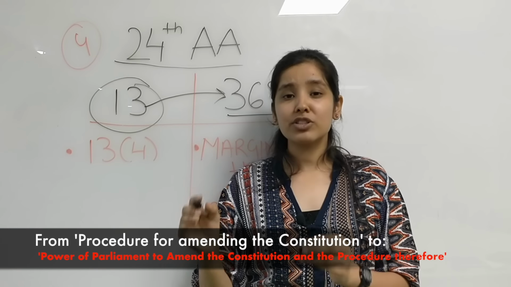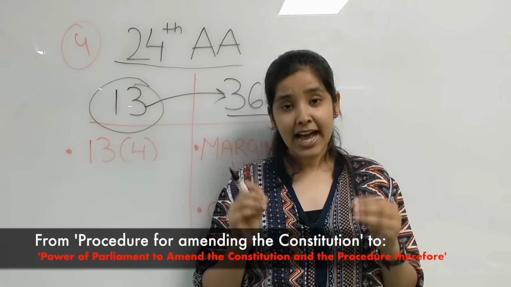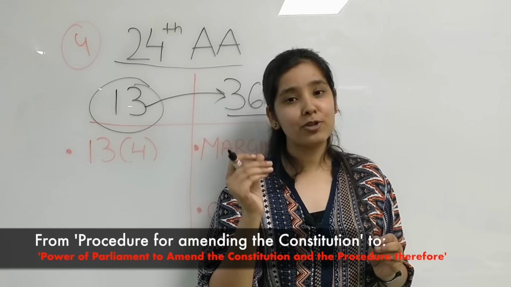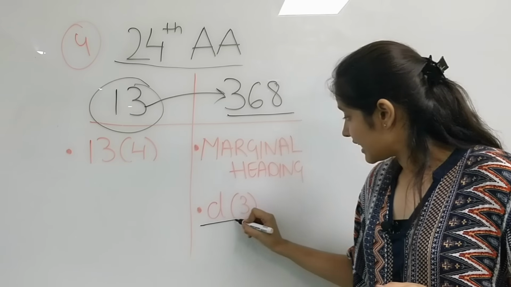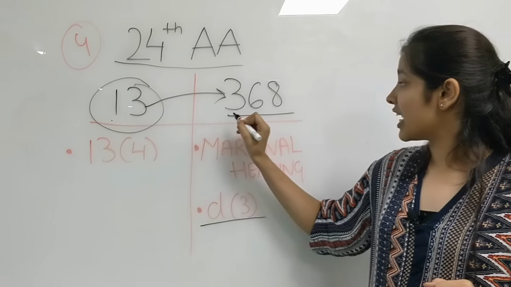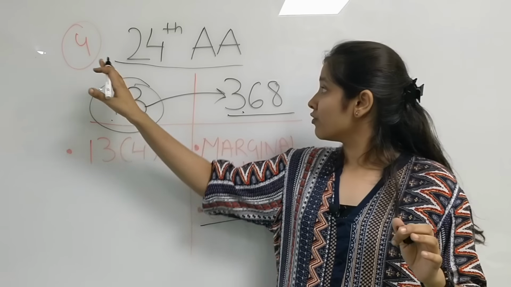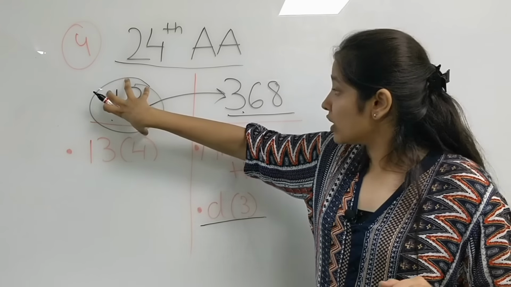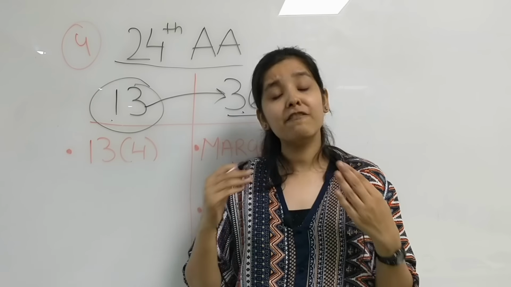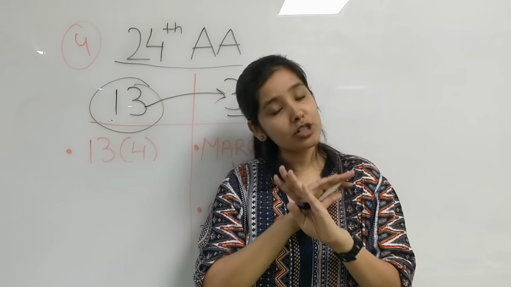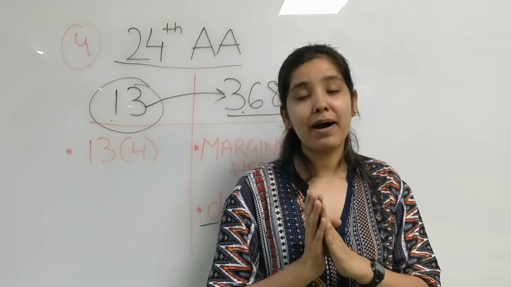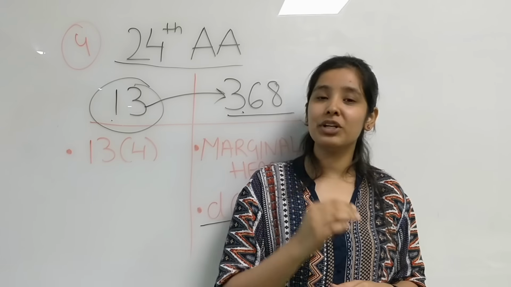Previously, it was the procedure for amending the constitution. Now it reads, the power of the parliament to amend the constitution and the procedure thereof. Lastly, they added clause 3 to 368, which said, nothing in Article 13 shall apply to 368. So the crux of the 24th Amendment was to exclude the applicability of Article 13 onto Article 368. Therefore, everything that was held in the Golaknath case holds no value after the 24th Amendment Act. After the 24th Amendment Act, it was clear that the Parliament can dilute the Constitution, including the fundamental rights.